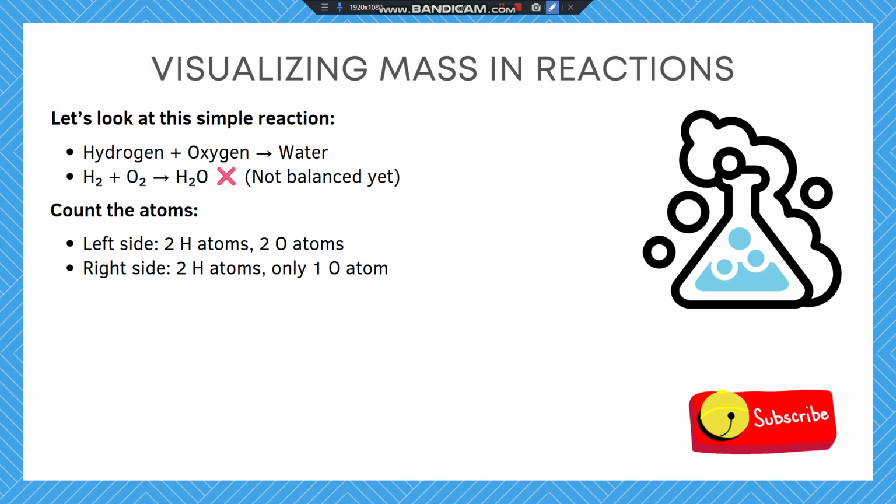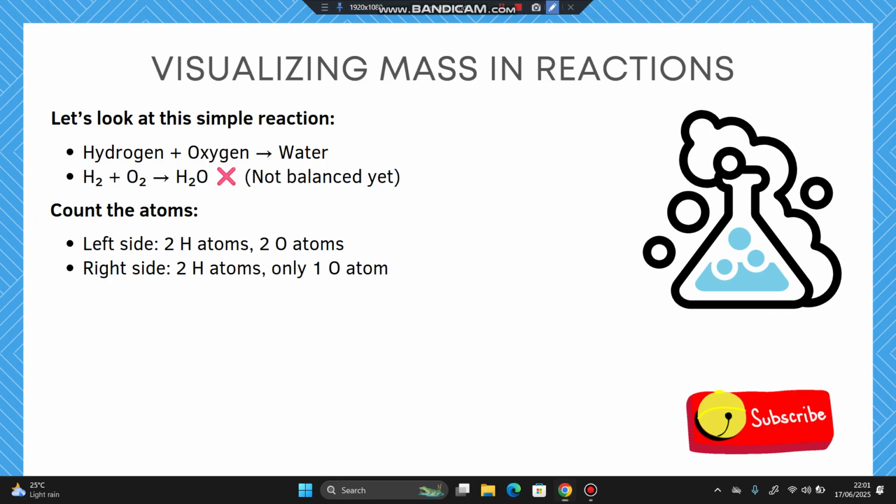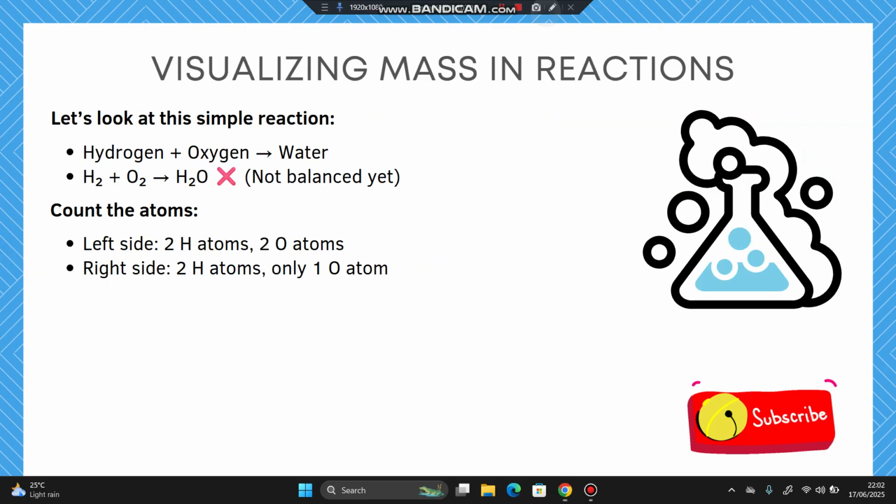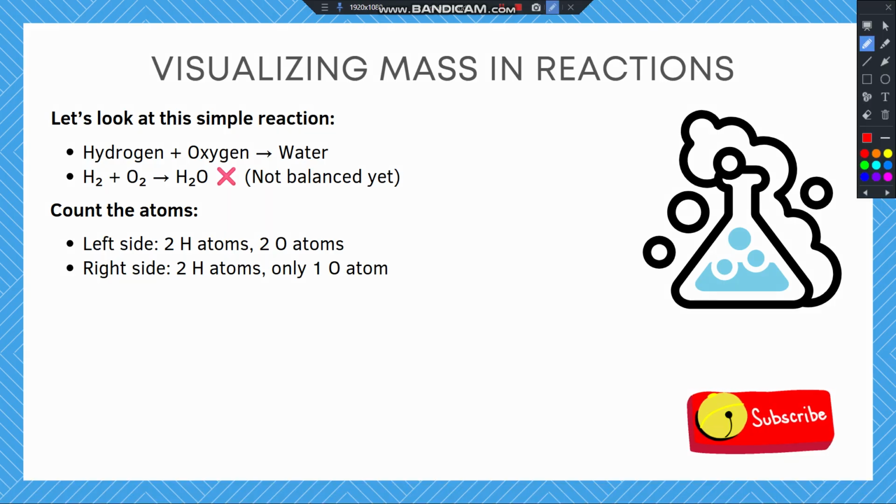Now let's get into another concept in this lesson: visualizing mass in reactant. Now look at this simple reaction that we have on the screen right now. We have this reaction that shows the combination of hydrogen and oxygen to form water. Now you can see from the equation here, this equation is not balanced.